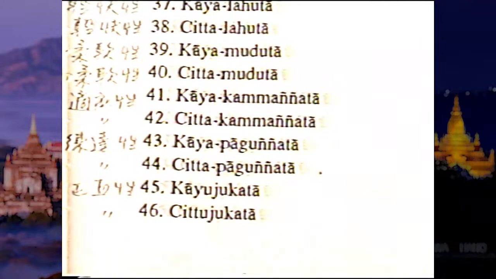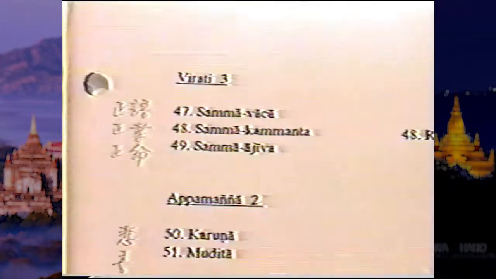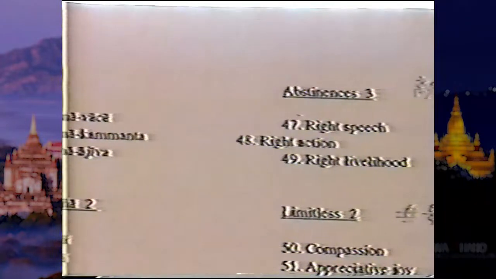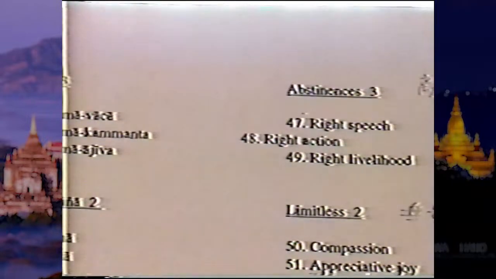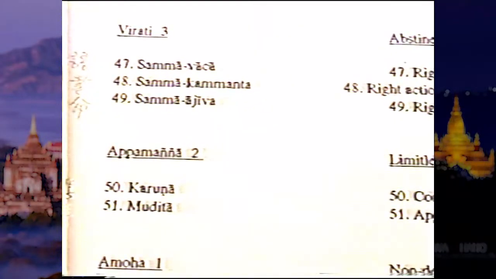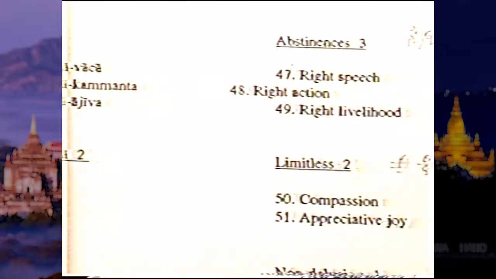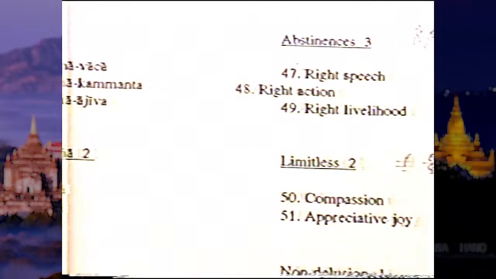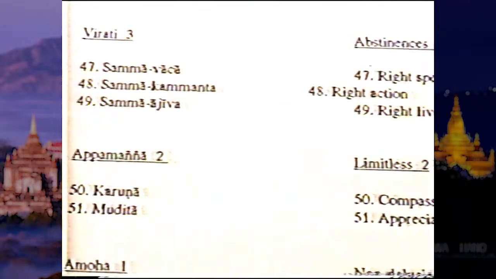And then we have a group of 3, and we call this group abstinences, avoiding something. Now they are called Virati in Pali, and they are 3. The first is Samma Vaca, right speech. The second, Samma Kammanta, right action. And the third, Samma Ajiva, right livelihood. So right speech really means what? Abstention from wrong speech. Right action means abstention from wrong action, and right livelihood means actually abstention from wrong livelihood.